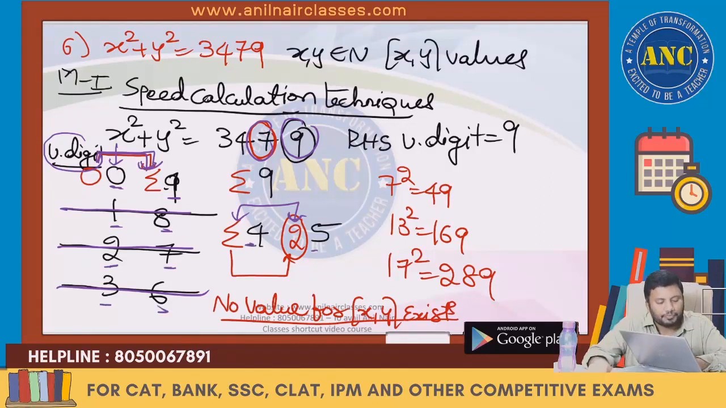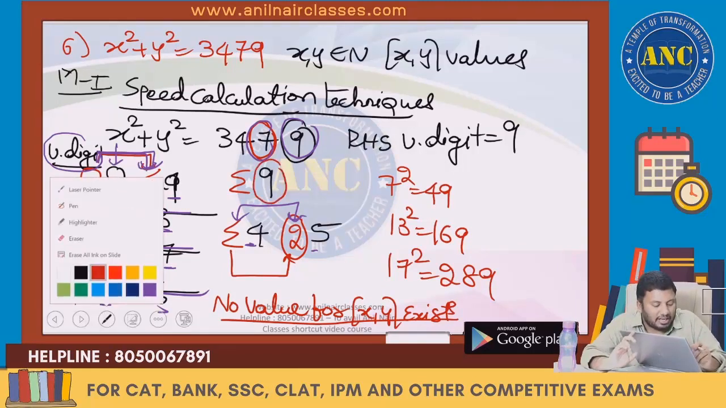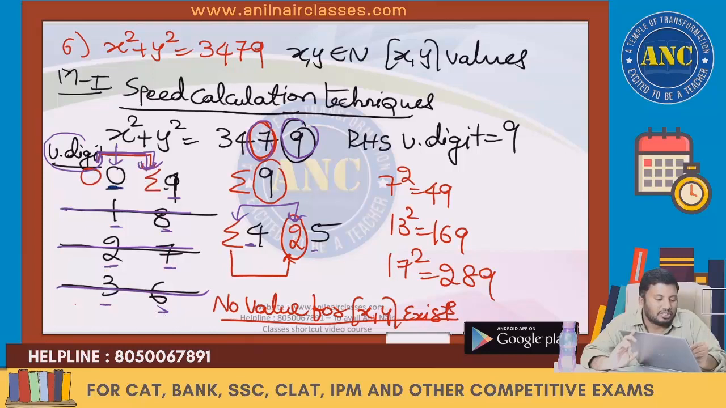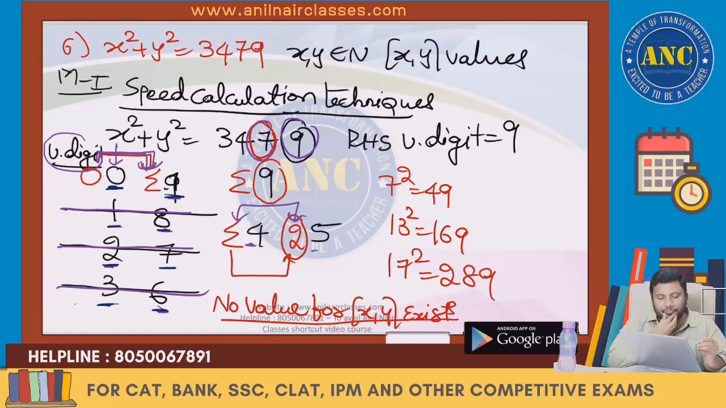Right? So the right hand side unit digit is 9. If the right hand side unit digit is 9, the left hand side unit digits can be 0 plus 9 is 9, 1 plus 8 is 9, 2 plus 7 is 9, 3 plus 6 is 9. I hope the idea is clear. I hope your doubt got clarified, Rahul. Maheshwar Reddy, I hope it is also clear to you.